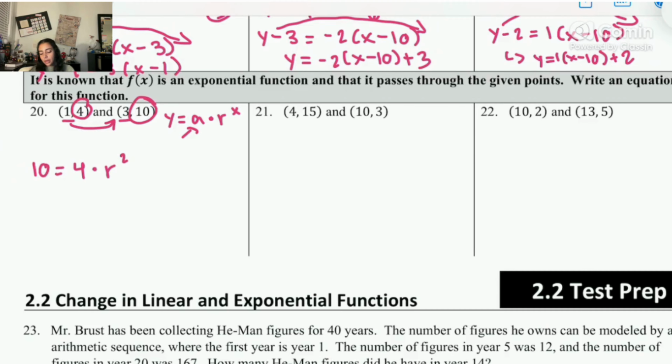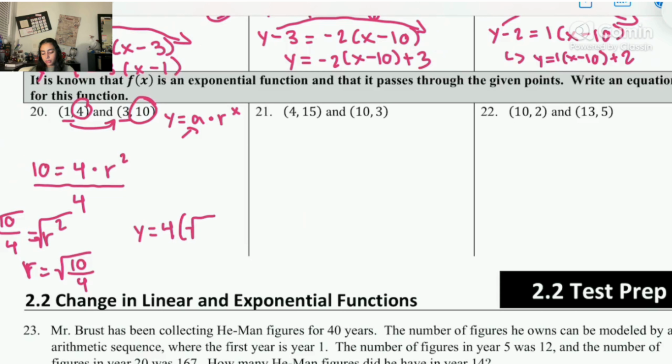So now we can solve for our ratio. We can divide by 4, so 10 over 4 equals r squared. And to get rid of this power, we can just square root both sides. So r equals the square root of 10 over 4. So now we just have to go back and write our final equation. So y equals our initial value, which in this case is 4, times the square root of 10 over 4 to the power of x minus 1, since that's our x value right there.